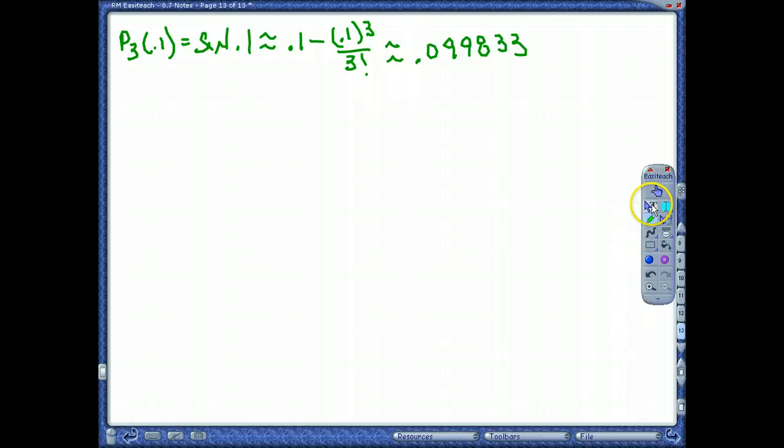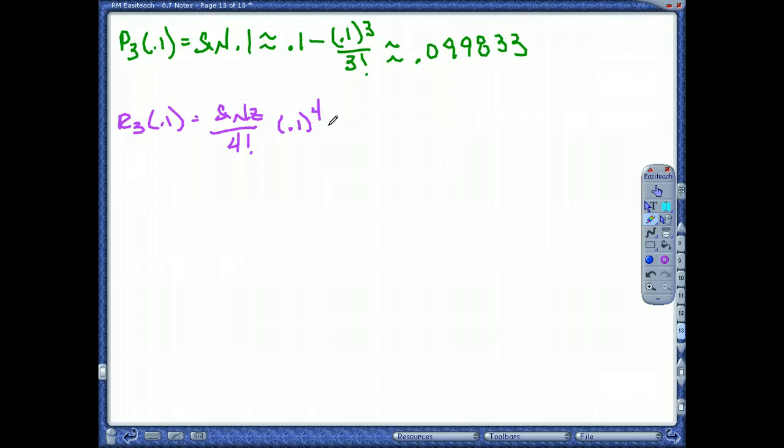Now they want me to find that accuracy. So that's where I'm going to use that r sub 3 of 0.1. That gives me sine of z over 4 factorial times x to the fourth, which is 0.1 to the fourth.